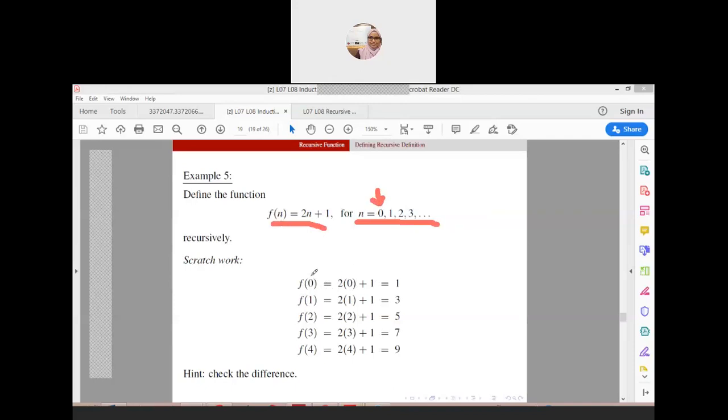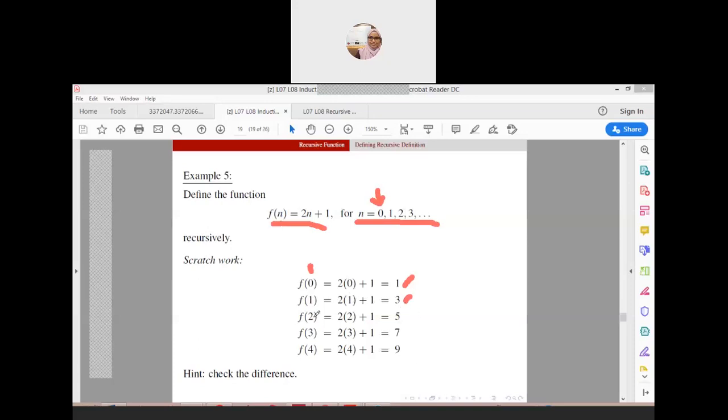f(0), n is equal to 0. So just replace it with 2n. Now our n is 0, right? So 2 times 0 plus 1 is equal to 1. Okay, done for the first value. Okay, so f(1): 2 times 1 plus 1. 2 times 1, because our n is 1, so 2 plus 1 is equal to 3.